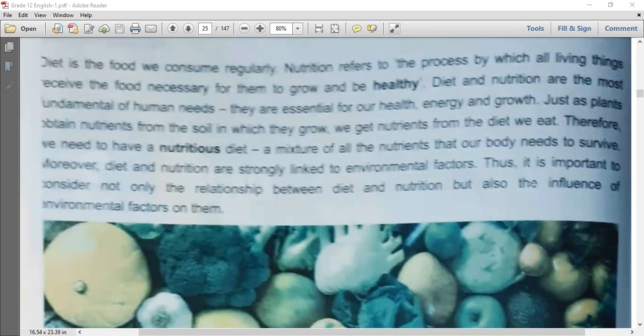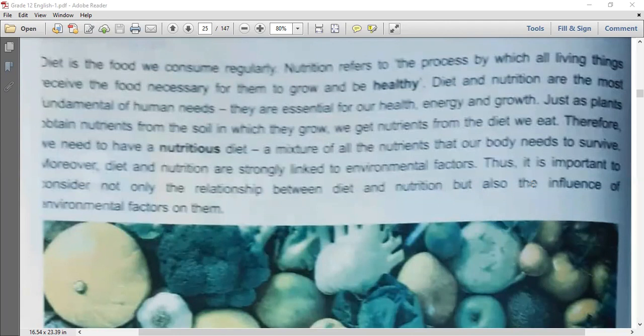Nutrition refers to the process by which all living beings receive the food necessary for them to grow and be healthy. Diet and nutrition are the most fundamental of human needs. They are essential for our health, energy, and growth. Just as plants obtain nutrients from the soil in which they grow, we get nutrients from the diet we eat. Therefore, we need to have a nutritious diet, a mixture of all the nutrients that our body needs to survive.